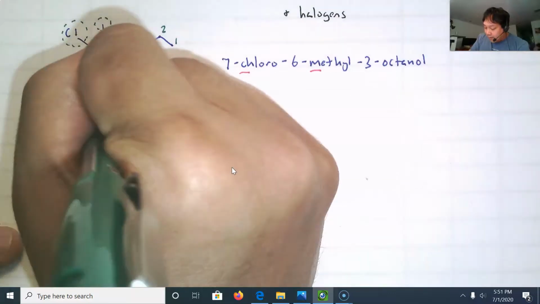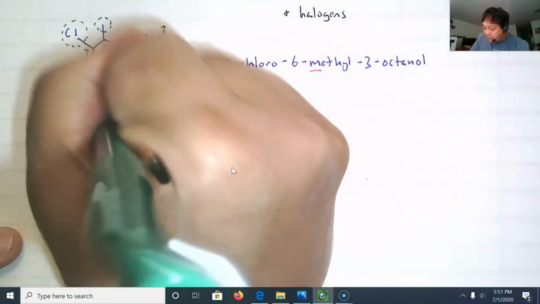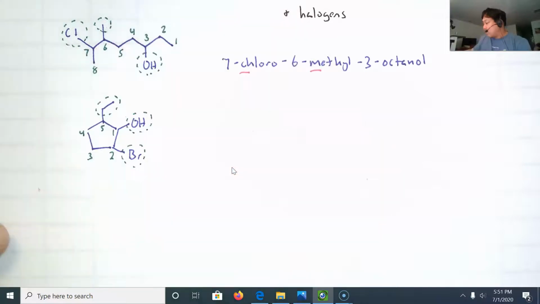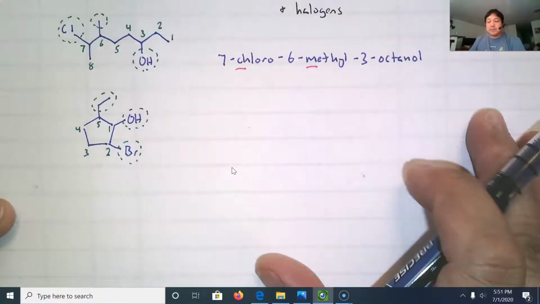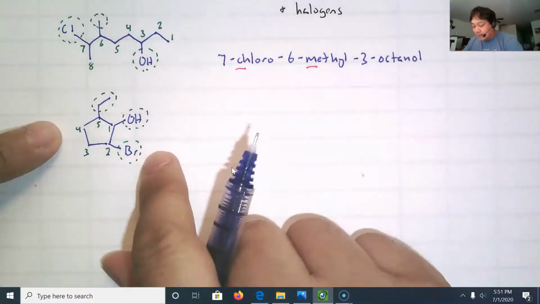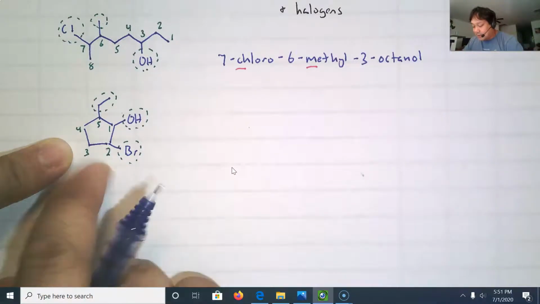3, 4, 5. Circle your substituents. I know I'm going kind of fast. You could always pause the video or rewatch the video and recopy your notes.